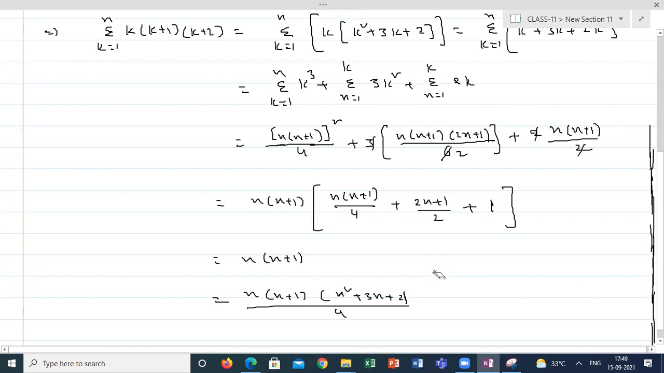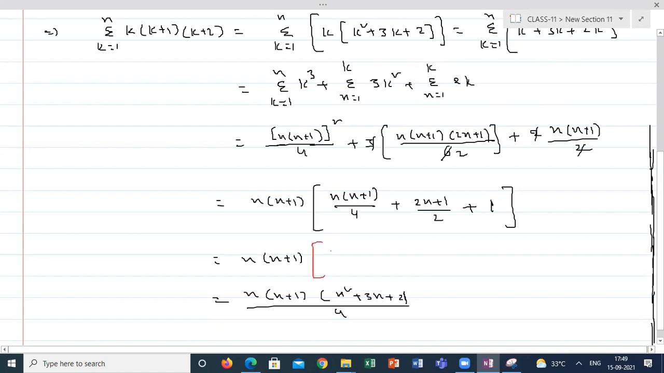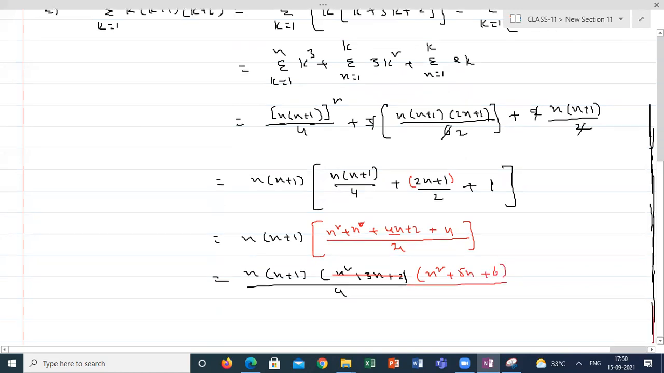Yes, if I'm taking the LCM, n square plus n plus 2 times 4n plus 2 plus 4 times 4. n square plus n, 4n plus 2, 2 times the whole thing. This is 4 times 4. This will be n square plus 4n plus n, 5n, 2 plus 4 is 6. Now it is ready to take the factorization.